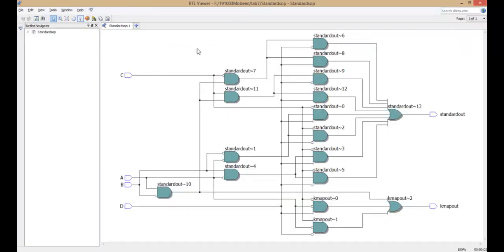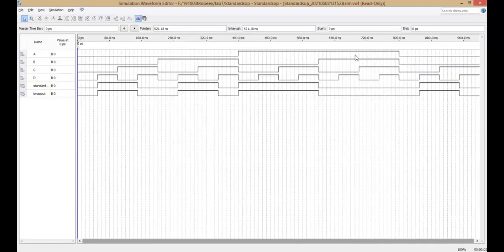we are left with this RTL view, and this is the waveform that is obtained from these equations. The first thing you must notice is that the standard output and the Kmap output have exactly the same waveforms for the same inputs, which means that the standard output, the long equation, gives the same results as the simplified Kmap equation.